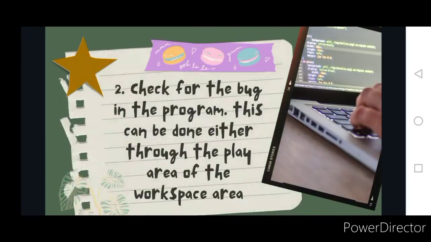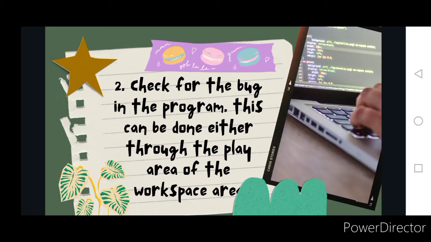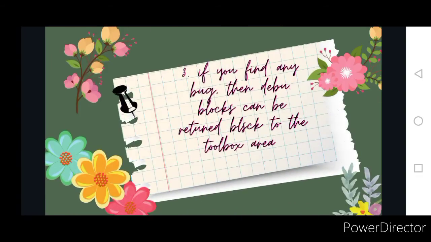Now, after doing that, you should always check for the bug in the program. After writing a program and you find out that there are bugs, check for it. This can be done either through the play area or the workspace area. The workspace area is where we have coded. The play area is what displays our code. So we can check either the play area or the workspace area to see where these bugs are. Now, if we are able to identify this bug, what should we do? Then you debug. The blocks can either be returned or it can be removed.